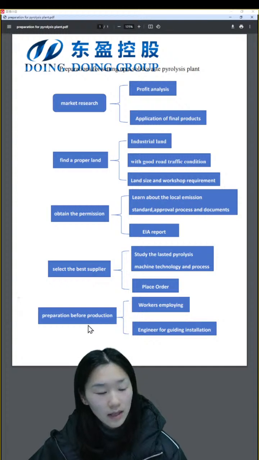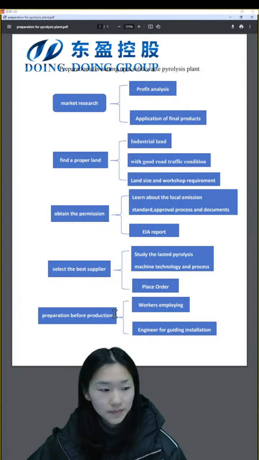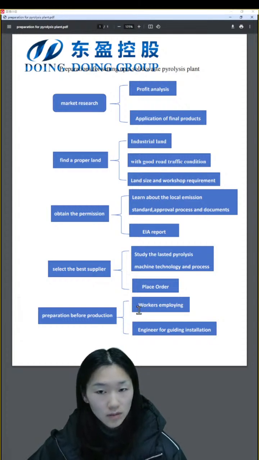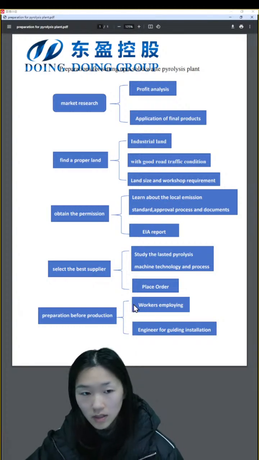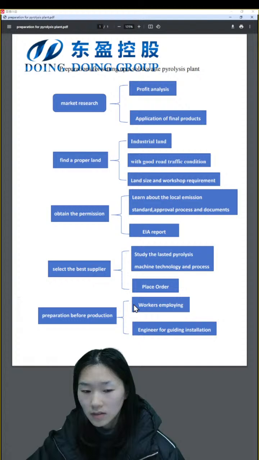Next, I will introduce the preparation before production. Firstly, you need to consider employing workers. If the workers don't have much experience operating the pyrolysis machine, there will be many issues in your operation.